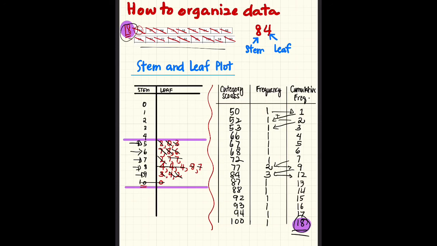So hopefully this helps you organize data that's composed of many numbers or terms.